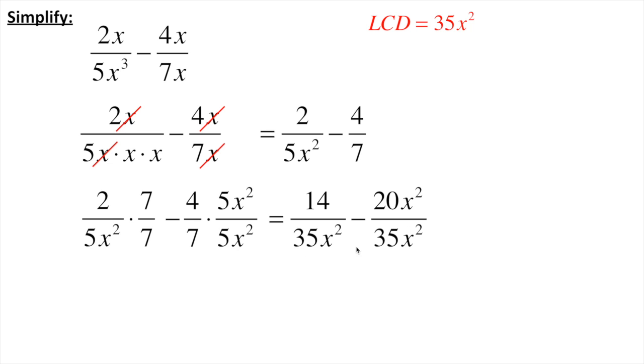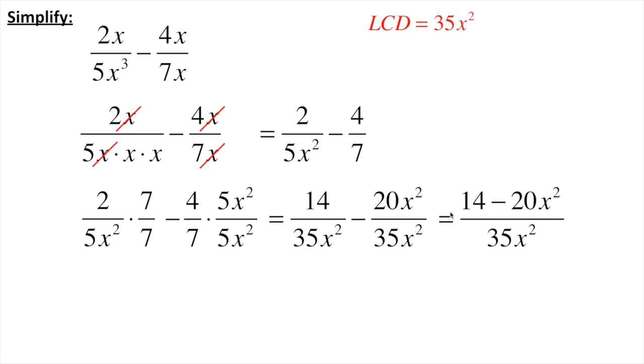Now that we have the same denominator on the bottom, we simply combine the numerators. We take what's on top. So that gives me 14 minus 20x squared. However, this is in the incorrect order, so I need to move this around. Anything with a variable always comes in front of just the number. The number is the constant that comes at the very, very end.